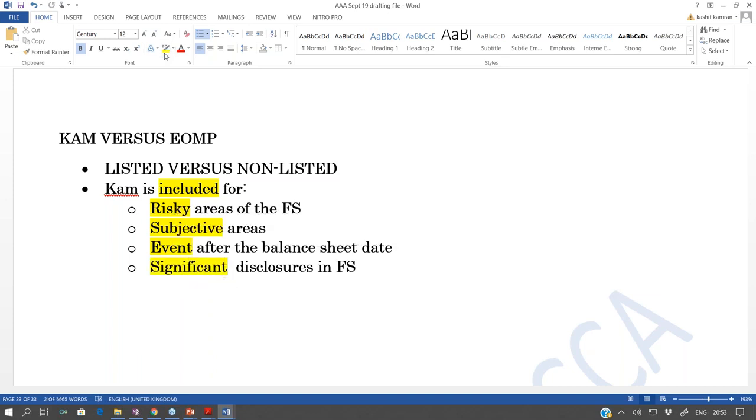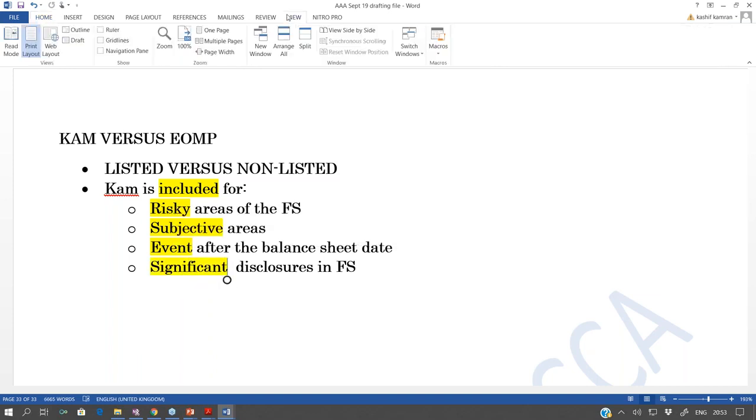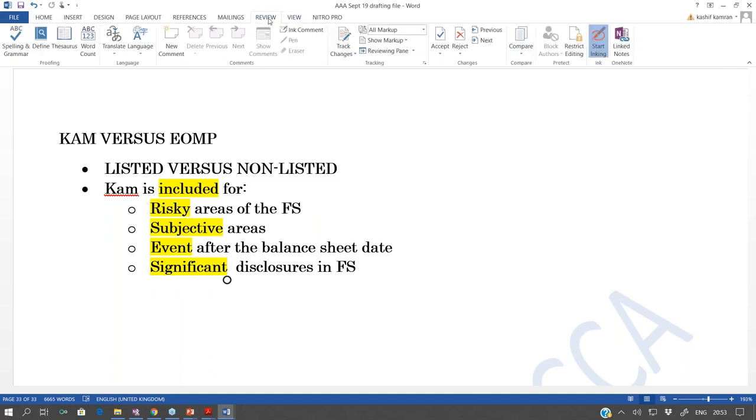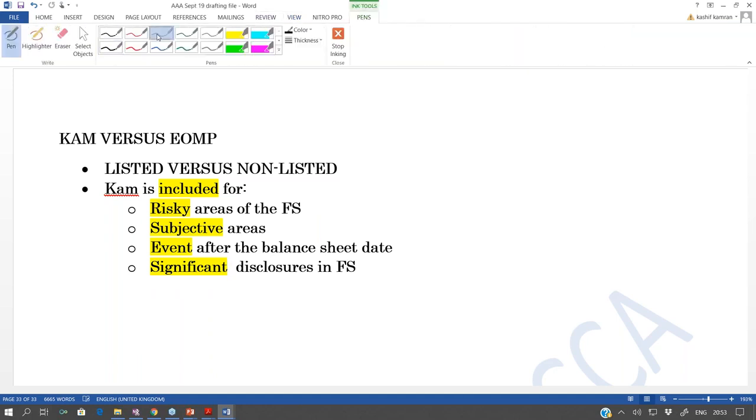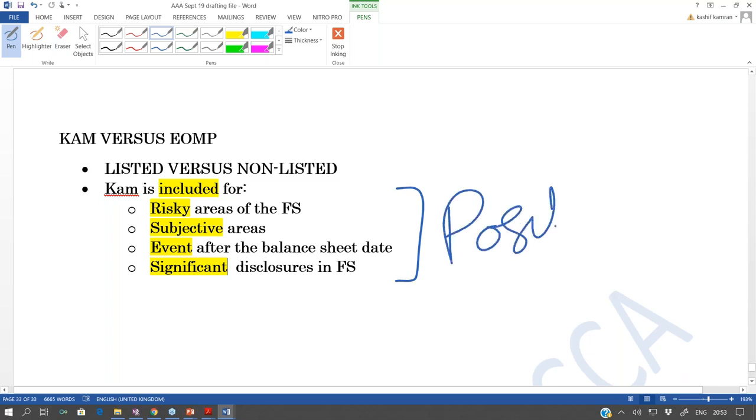But the important thing is they should all be positive. They should all be positive. Can CAM come for negative things?